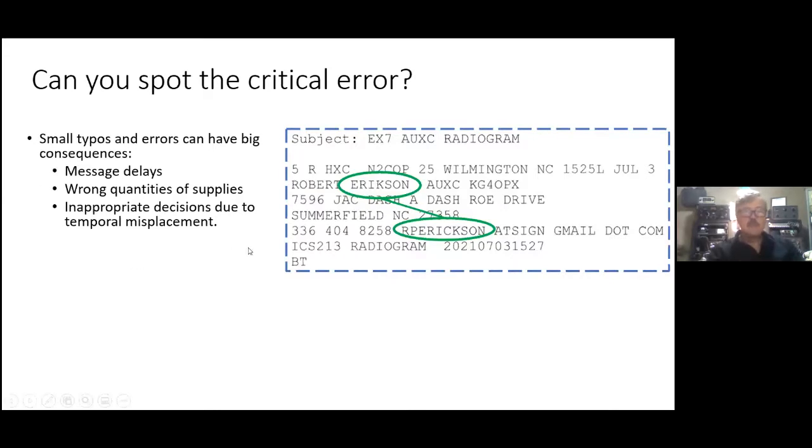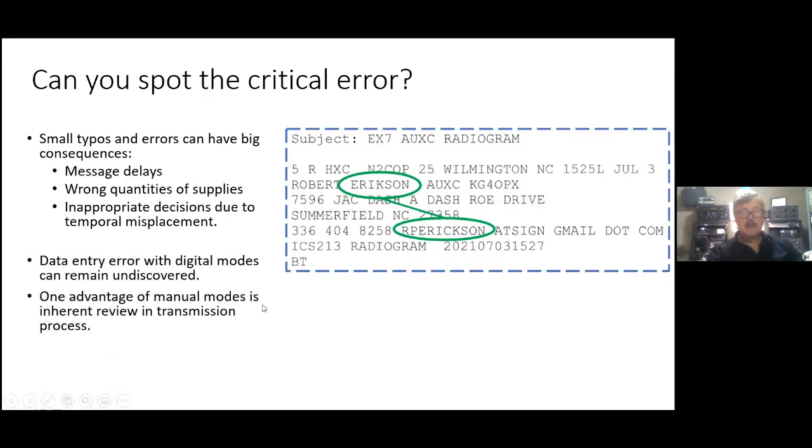All of these things can be problematic, not just for manual modes, but for digital modes. And quite frankly, it's very easy to not notice them, right? When you're typing into an email window or a digital window, you may not notice your own error. Ironically, one of the advantages of manual modes is because you do have to spell everything out and you kind of have to read it very carefully as you transmit it. Sometimes these will turn up when you're transmitting a message in a manual mode, yet they'll go unnoticed in digital work.